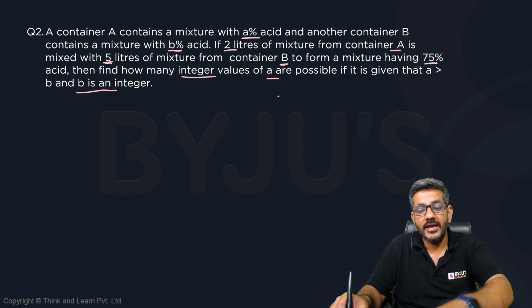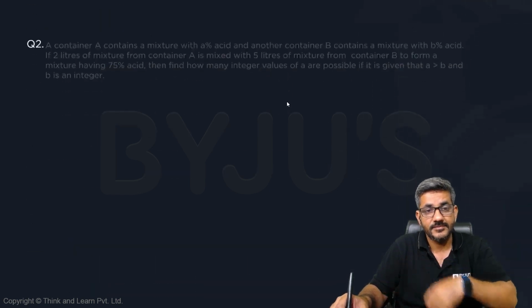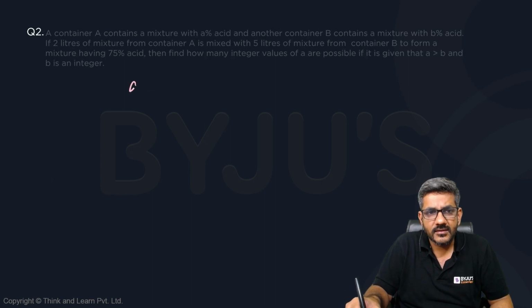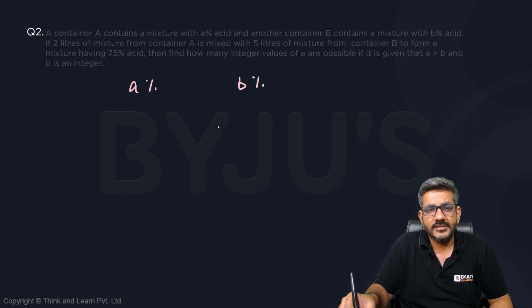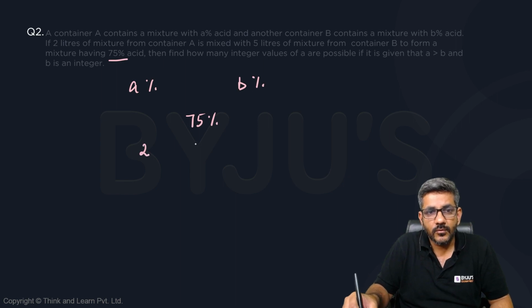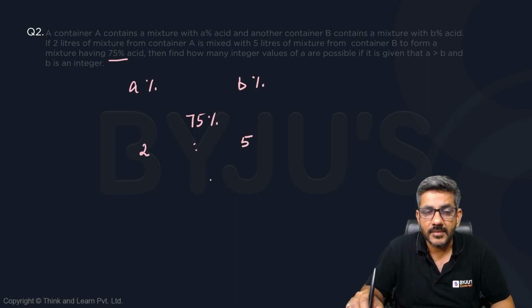So basically A and B both are integers. Let us start doing it. So I can use allegation here that first mixture, that is A, is having A% acid. The second mixture B is having B% acid, and the net percentage of acid is 75%, which is mentioned here. The weightage of A is 2 liters, weightage of B is 5 liters. So 2 liters and 5 liters are mixed.